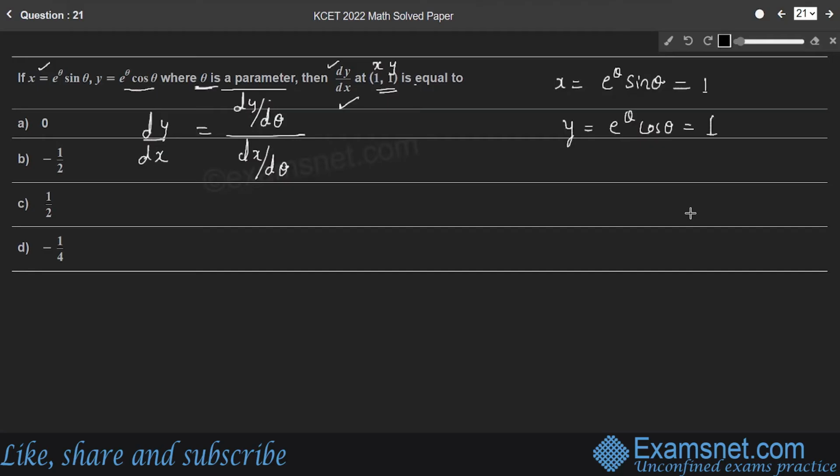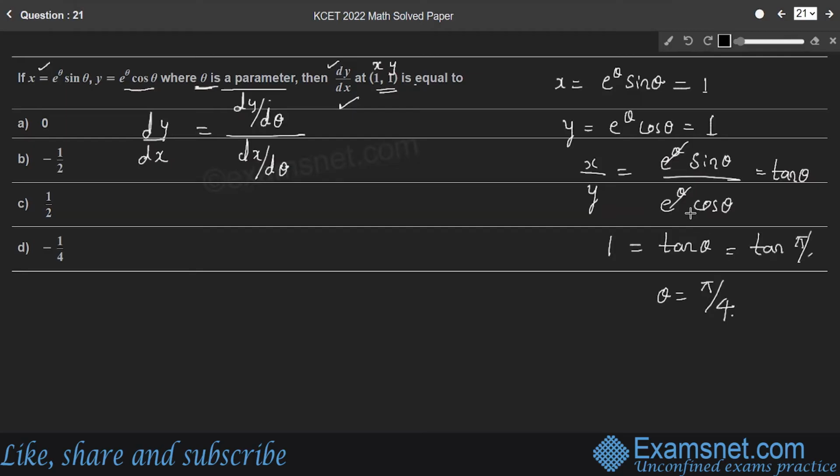So here, let us find the value of theta, because at the end we are going to find dy by dx, the whole value. For that, we need the value of theta. So we'll consider x by y so that we can delete e raised to theta: e raised to theta into sin theta by e raised to theta into cos theta. So we have tan theta, where x by y is equal to 1. 1 is equal to tan theta. Therefore, the value of theta is pi by 4, because tan pi by 4, or tan 45 degrees, is 1. So theta is equal to pi by 4.